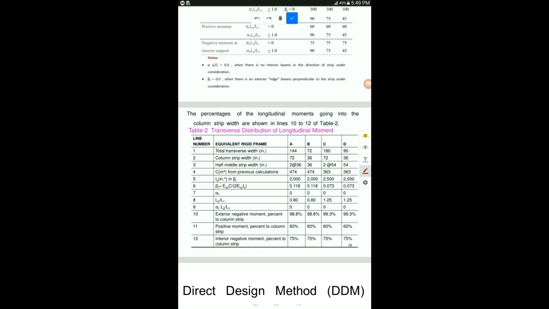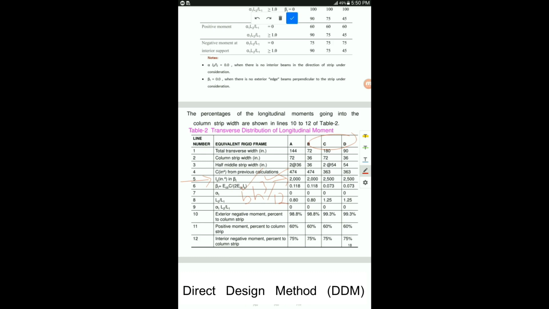Similarly, if you are doing the calculation for C and D for the moment of inertia of the slab, the formula will be the same. You have to find b h cubed by 12 for rigid frames C and D, which are running in the short direction. So the value of b will be equivalent to 15 feet, or 15 multiplied by 12 in order to convert into inches, and the value of h will be equal to 5.5 inches. So these are the moments of inertia calculated for A, B, C and D.